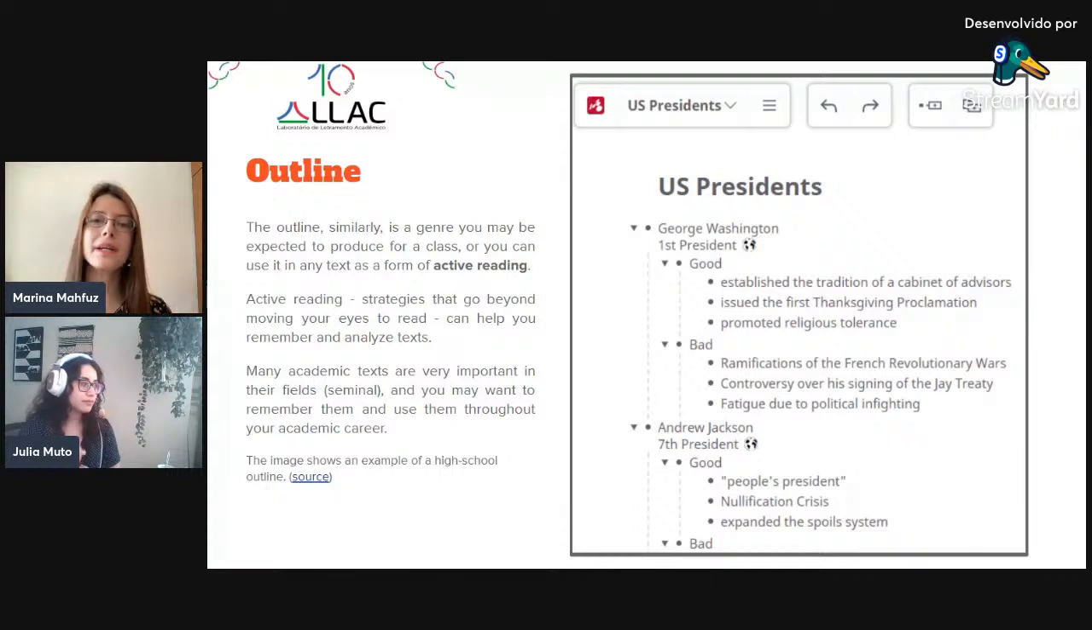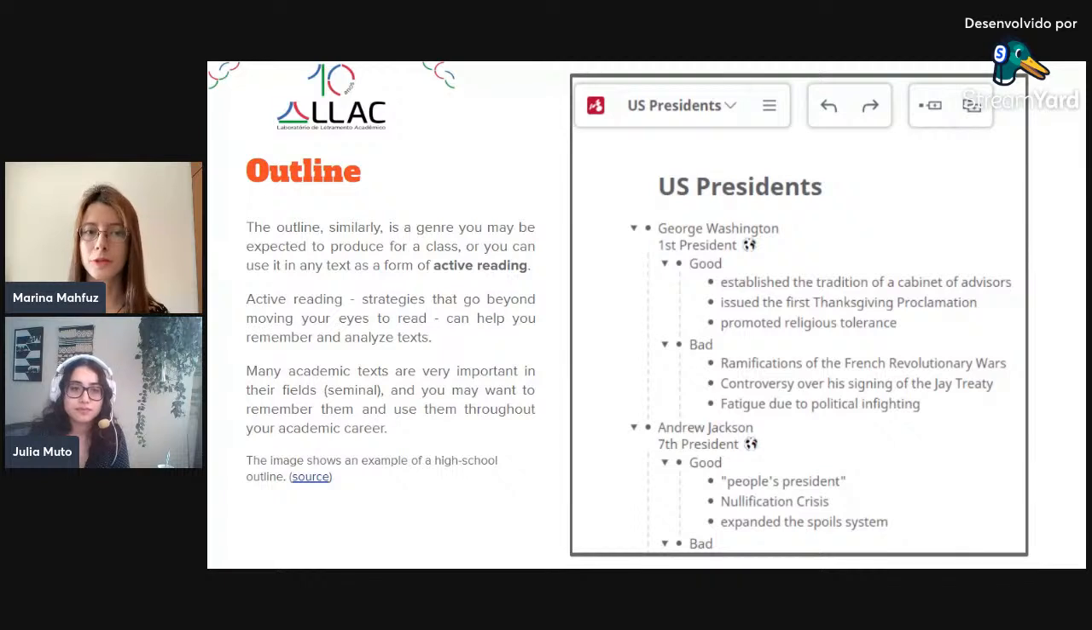So you may be expected to produce this genre outline for a class. The people here from Letras USP probably, right? Because we usually do a lot of outlines, but you from other universities and other courses, you can benefit from the outlines as well. And you can use outlines as a form of active reading.